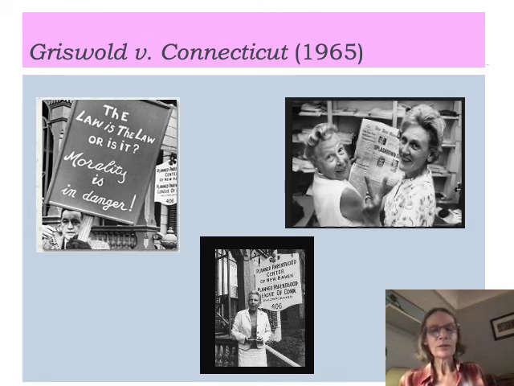Here are just some pictures. Here's Estelle Griswold outside of the Planned Parenthood clinic in Connecticut. Here is Estelle Griswold and her friend, and they're looking at the newspaper when the decision from Griswold versus Connecticut comes out. And here's one of the protesters outside of the Planned Parenthood clinic that says, "The law is the law, or is it? Morality is in danger." So those same concerns that Anthony Comstock had in the 1870s were still alive and well in the 1960s in the great state of Connecticut.